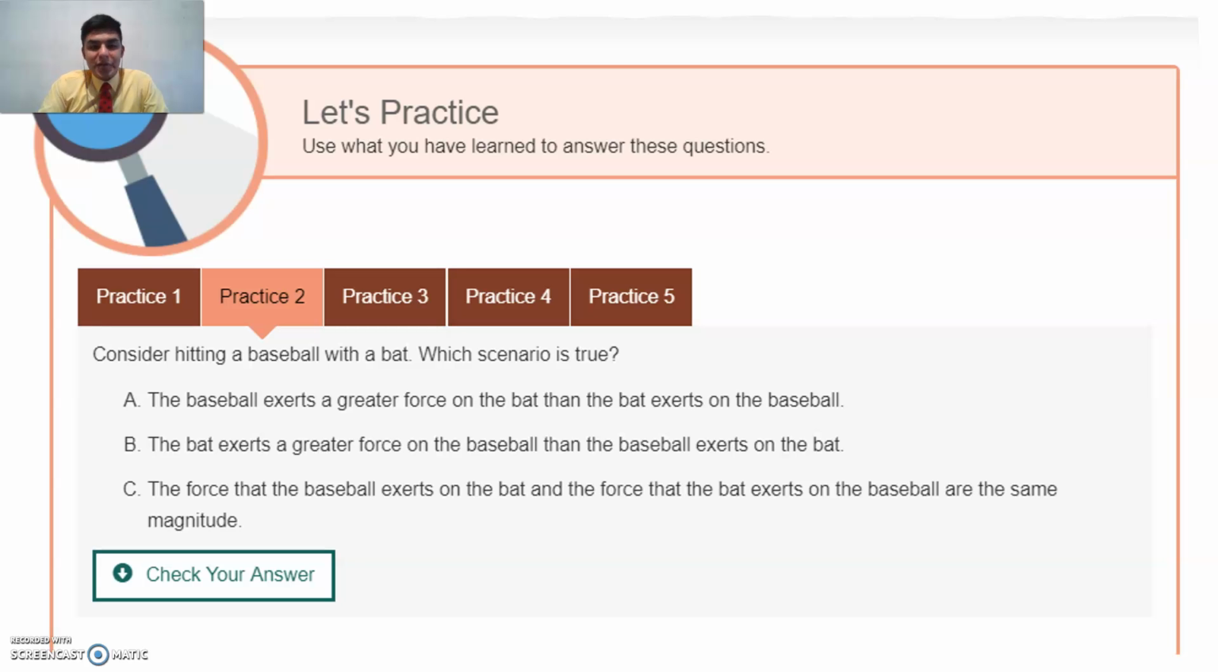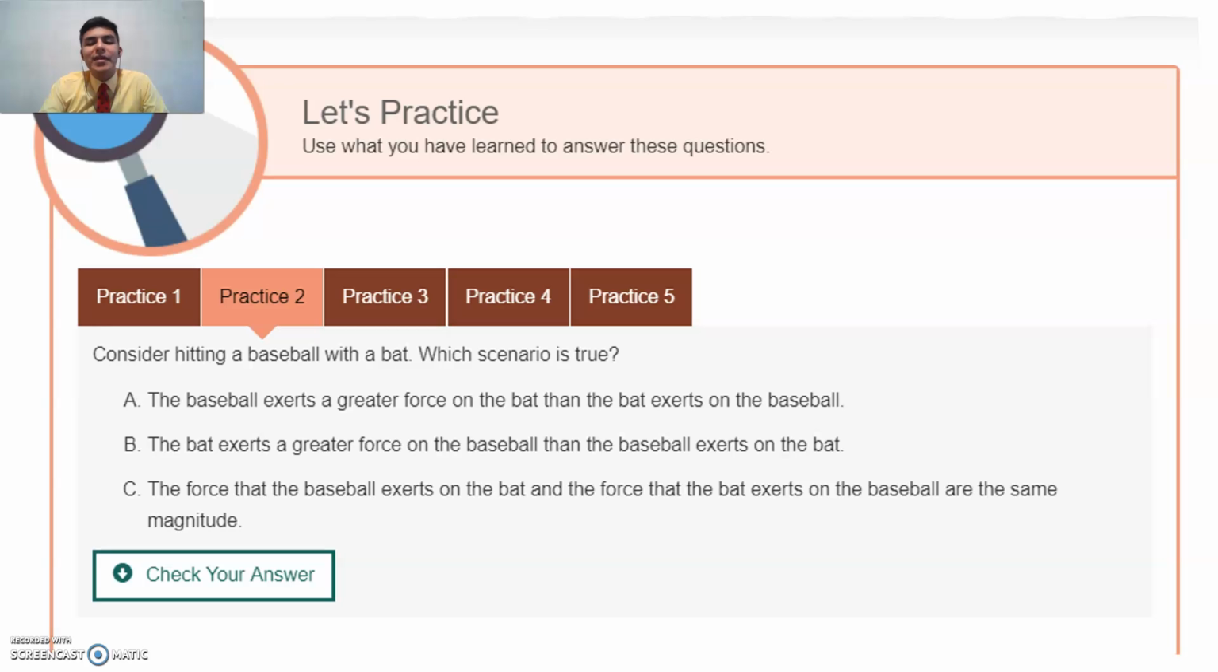So here we have the first one. So it says, consider hitting a baseball with a bat. Which scenario is true? We have letter A, the baseball exerts a greater force on the bat than the bat exerts on the ball. Letter B, the bat exerts a greater force on the baseball than the baseball exerts on the bat. Or letter C, the force that the baseball exerts on the bat and the force that the bat exerts on the baseball are the same magnitude.